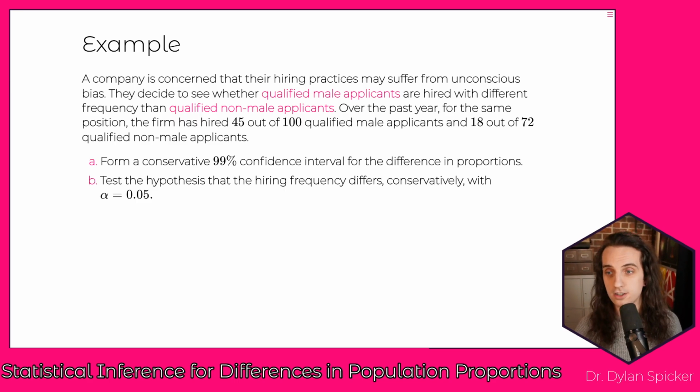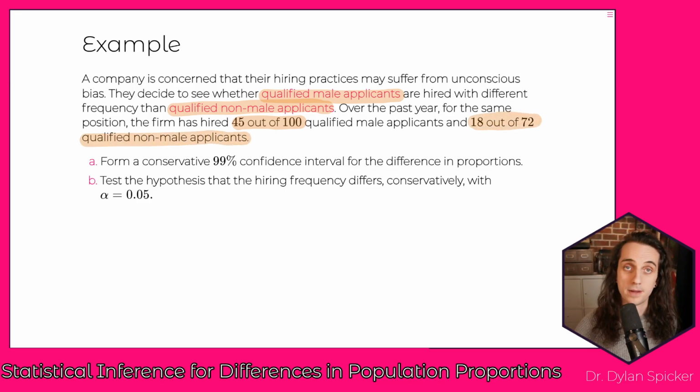So a company is concerned that their hiring practices may suffer from unconscious bias. They decide to see whether their qualified male applicants are hired with a different frequency than their qualified non-male applicants. So they look at over the past year, the same position, the firm has hired 45 out of 100 from the pool of qualified male applicants and 18 out of 72 from the pool of qualified non-male applicants, right?